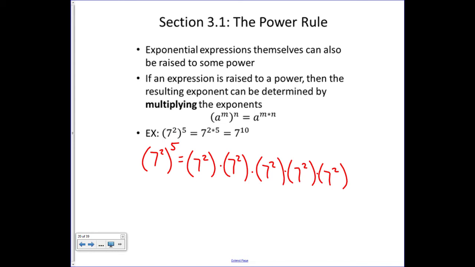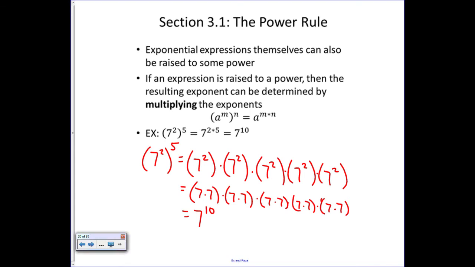Well, each of those has 2 associated with it. 7 times 7. And so on. And so what we're really doing is we're multiplying 7 times itself 10 times, or 7 to the 10th. So when you raise something that's already raised to a power to another power, then you multiply the exponents.